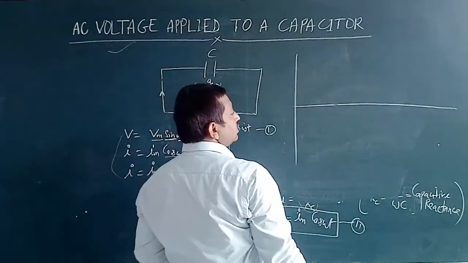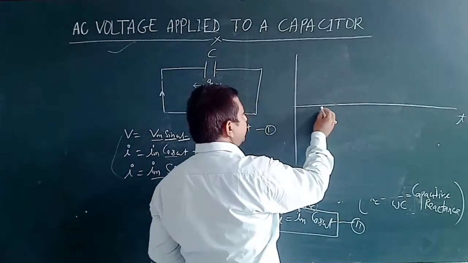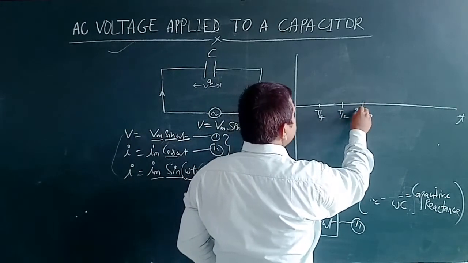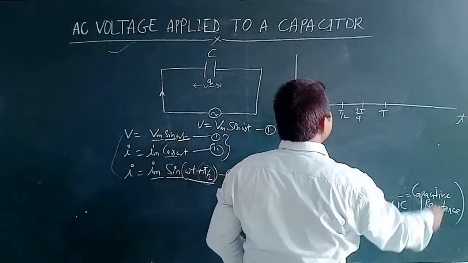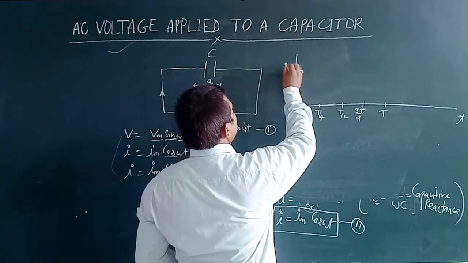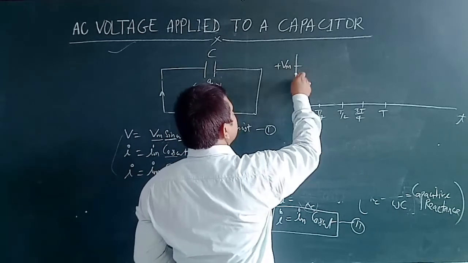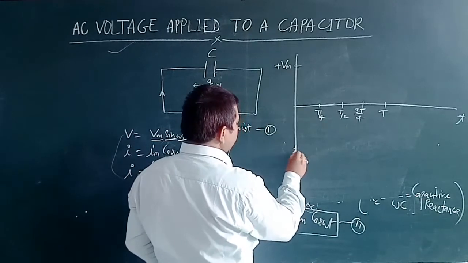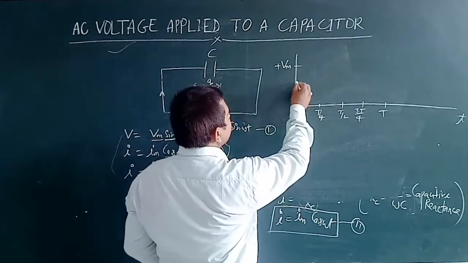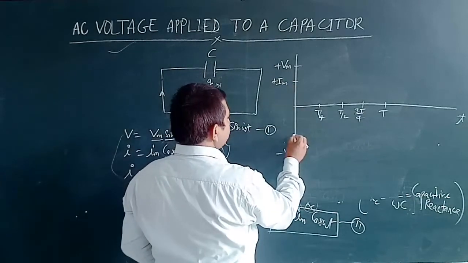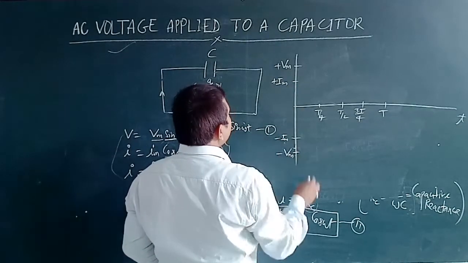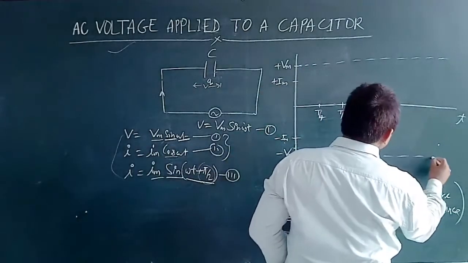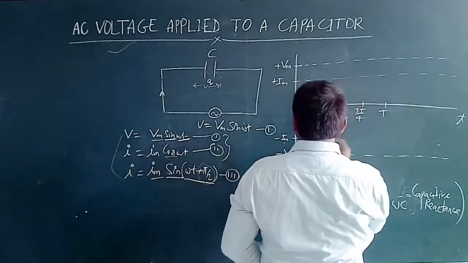Suppose that this is the time axis, and we take different times on the time axis, t by 4, t by 2, 3t by 4, t and so on. Then if you take the value of V as Vm, this is the maximum value of the potential in the positive direction, and this is the maximum value of the potential in negative polarity, and this is the value of Im, and this one is the value of Im. So if we plot a graph for potential and current, then we can easily plot it.